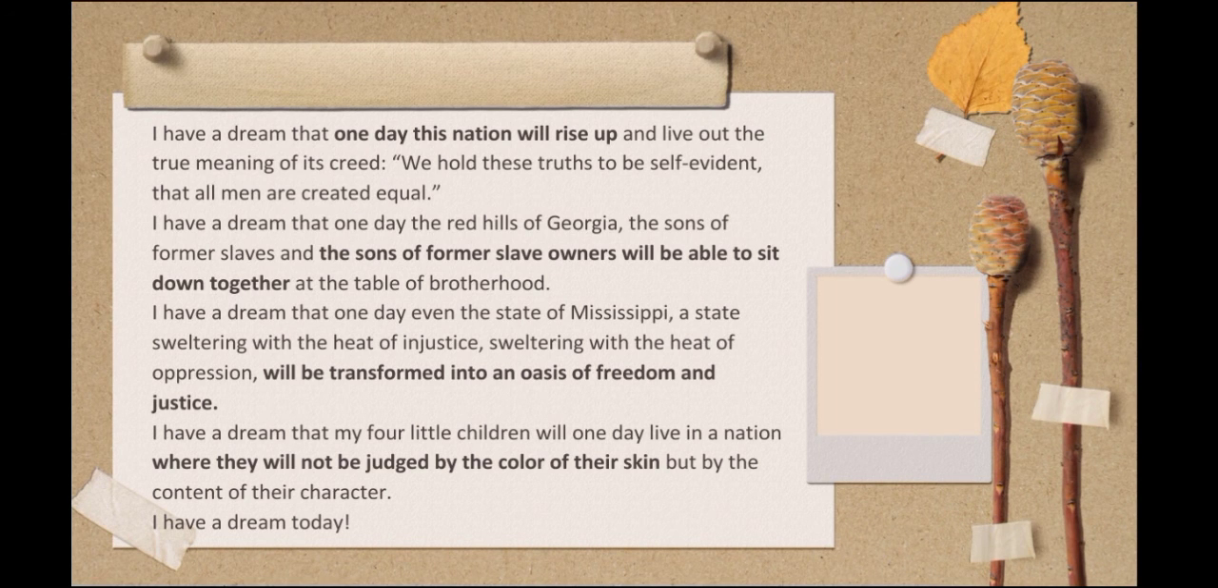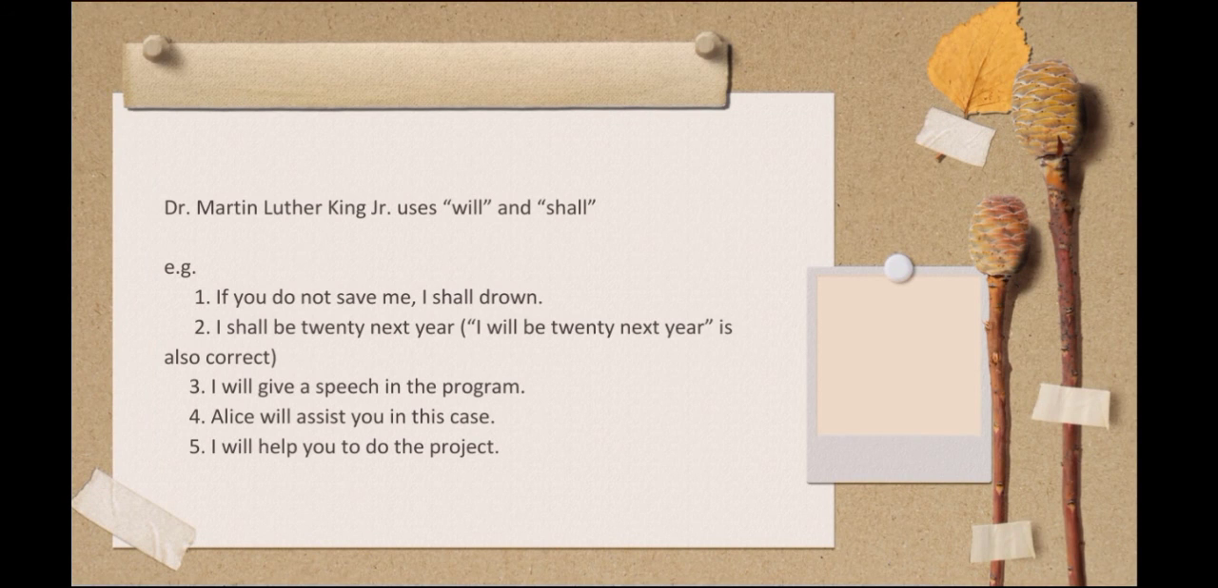So the bold words or lines are the signs that this speech is for the future or referring to events that haven't happened yet. Like the word will. As you observed, all the bold lines have the word will that is referring to future events. So Dr. Martin Luther King Jr. uses will and shall in making future tense.